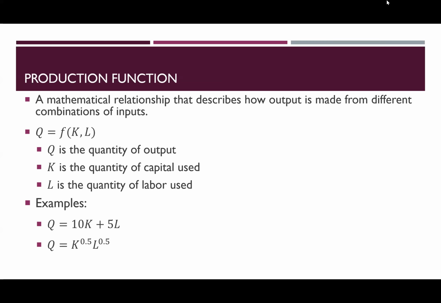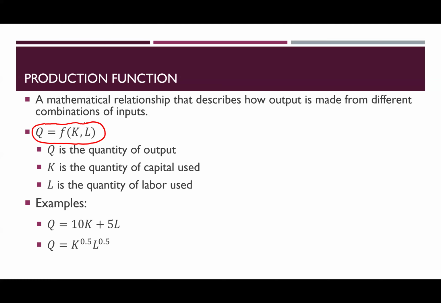We're going to represent the production function generally by saying that output is a function of capital and labor, where Q is the quantity of output, K is the quantity of capital used, and L is the quantity of labor used. The production function can look many different ways. I've included two more simple examples here on the slide.